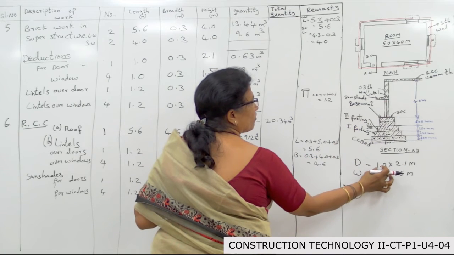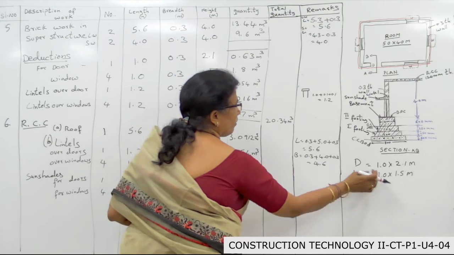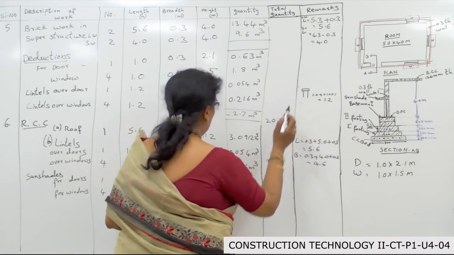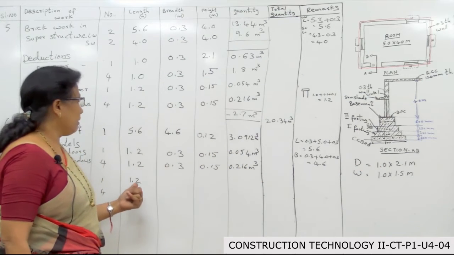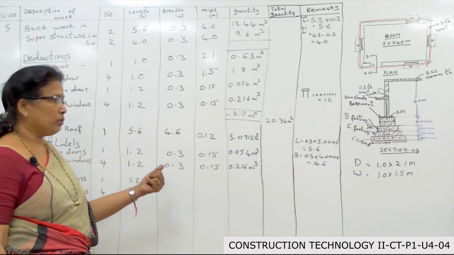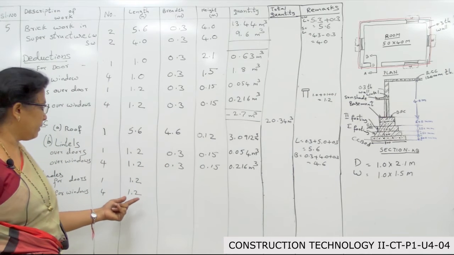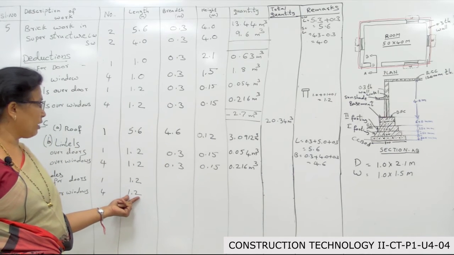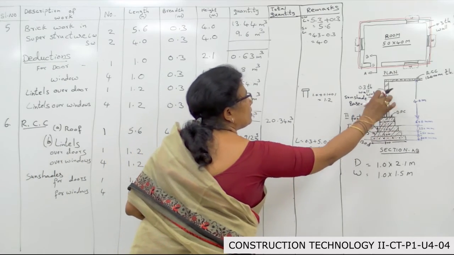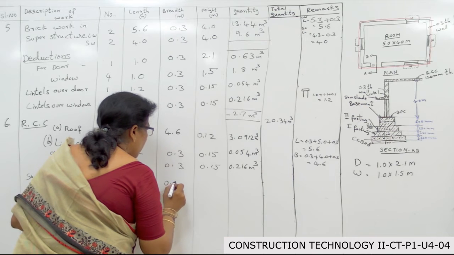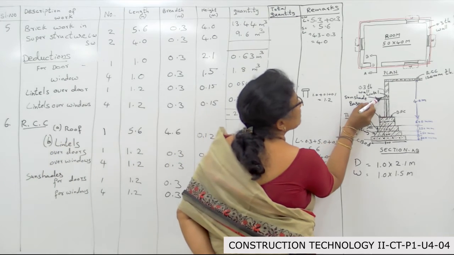Next coming to sunshade, over doors and over windows. You have 1 door. The length of the sunshade is 1.2. The length is the same as the door length, whatever is there, that you have to take, and the window length also the same, except you have to give the projection. So if the door length is 1, you will be getting the length of the sunshade as 1.2, and the same for the window also, where the door length is 1. So when you add, you will get 1.2.